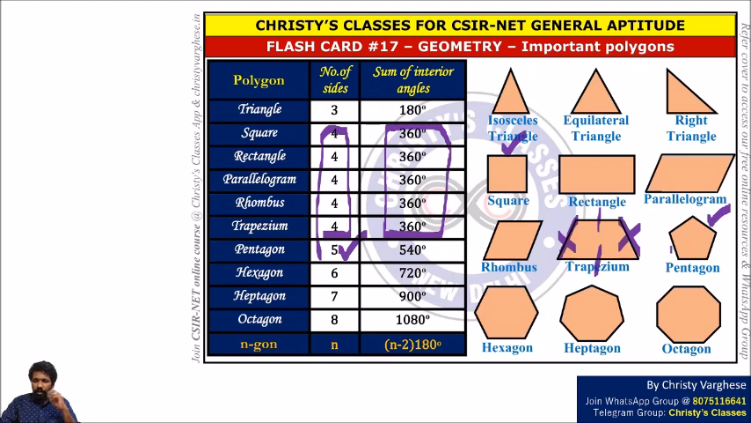Pentagon also it can be regular or not regular. Regular means if all the sides and all the angles are equal, that is called a regular polygon. Equilateral triangle is a regular triangle, we can say. But these are not regular. Square is a regular quadrilateral. So keep in mind what is pentagon and what is hexagon.